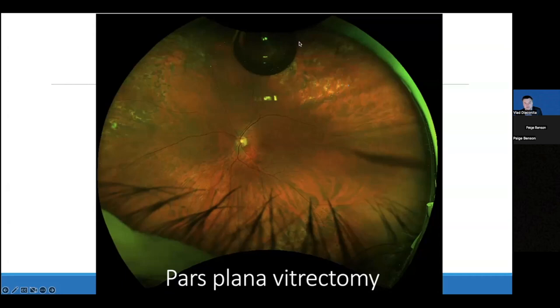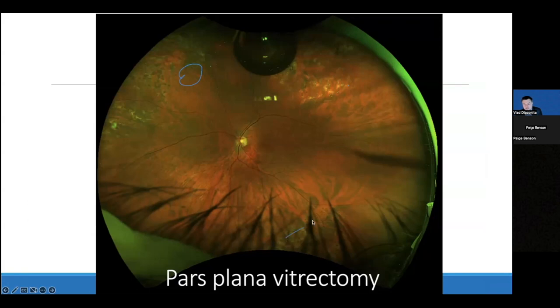In surgery, the only laser I did, and you can't really see it, there's a little bit here, like three rows of laser that I did over here. And there's some underneath this bubble. This is a gas bubble that's slowly getting smaller and smaller, that's protecting the eye.